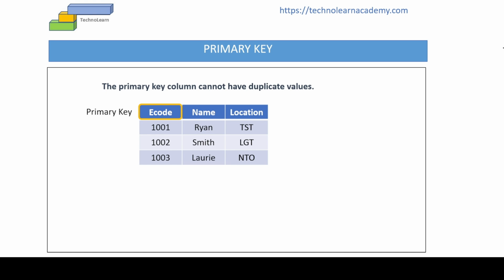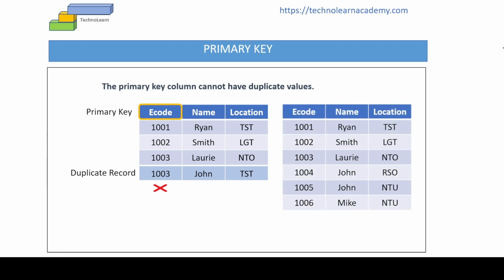Now, if we are trying to insert 1003 again, then we can't do this because we have marked the eCode as primary key column, and primary key doesn't allow the duplicate values. So we are trying to insert 1003 as an eCode in the eCode column, which is already present. So this duplicate record is not allowed. So this is one of the features of the primary key, that primary key column cannot have duplicate values.